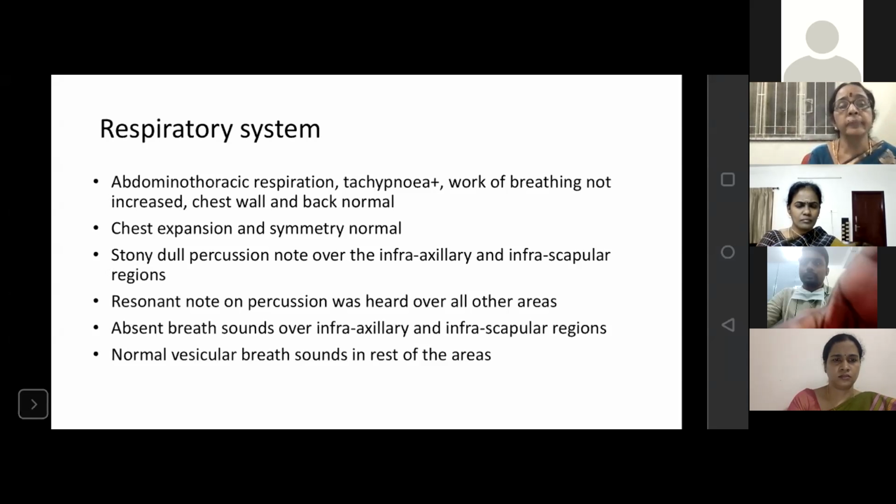Chest expansion and symmetry were normal, as already mentioned. There was a stony dull percussion note over her infra-axillary and infrascapular regions, but a resonant note of percussion was heard in areas other than the axillary and scapular regions. There were no breath sounds heard over her infra-axillary and infrascapular regions on both sides. Normal vesicular breath sounds were heard in the rest of the areas.